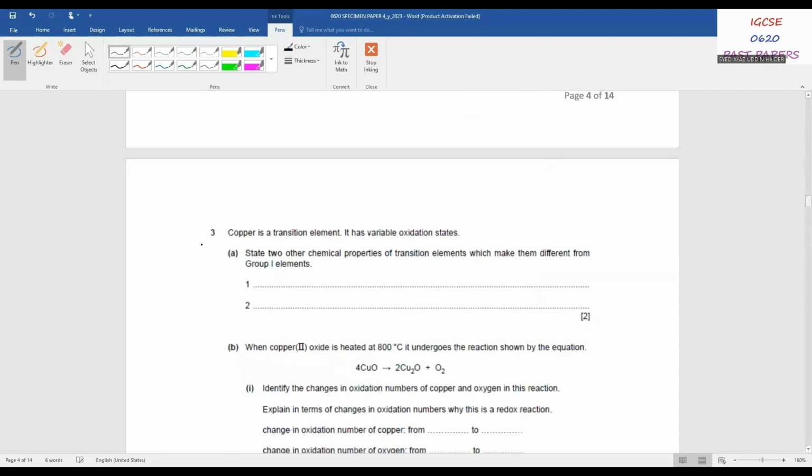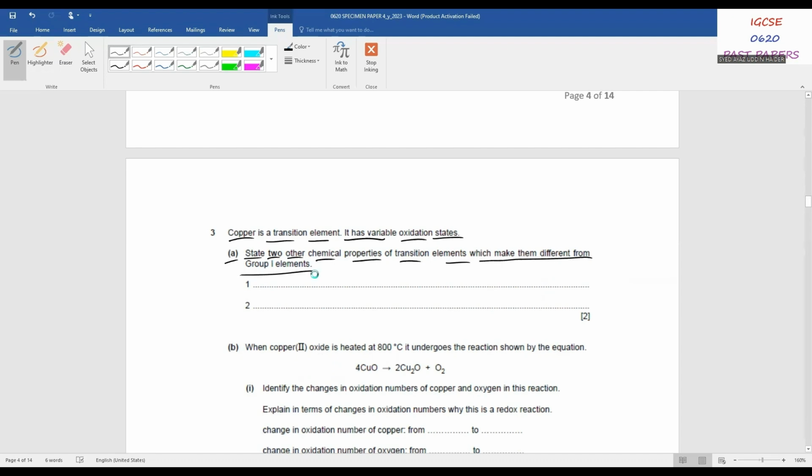Question number 3. Copper is a transition element. It has variable oxidation states. A. State two other chemical properties of transition elements which make them different from group 1 elements.